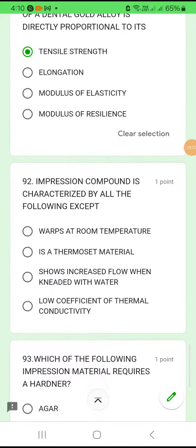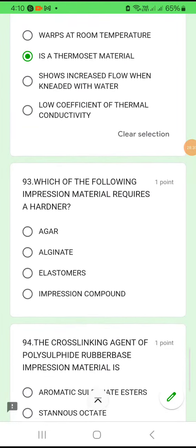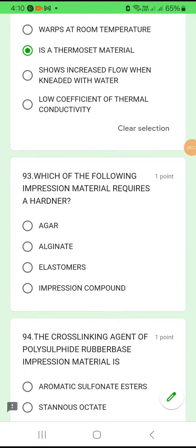Question number 92. Impression compound is characterized by all the following except. Impression compound warps at room temperature. That's true. Is a thermoset material? No. Shows increased flow when heated with water? Yes. Low coefficient of thermal conductivity? Yes. So impression compound is characterized by all of the three except thermoset material. So option B is the answer. 93. Which of the following impression materials requires a hardener?